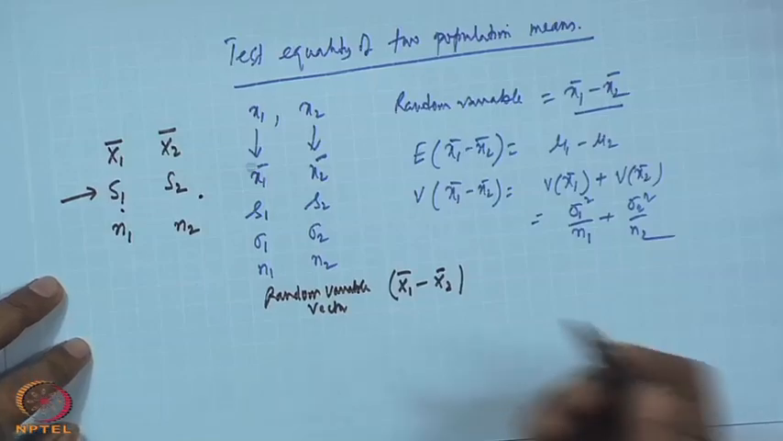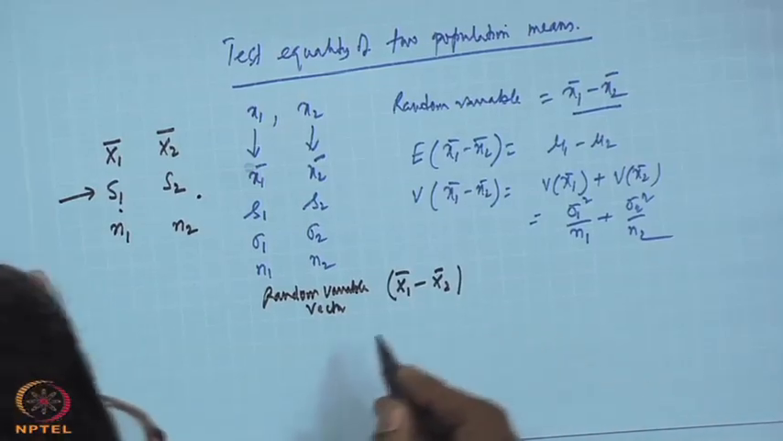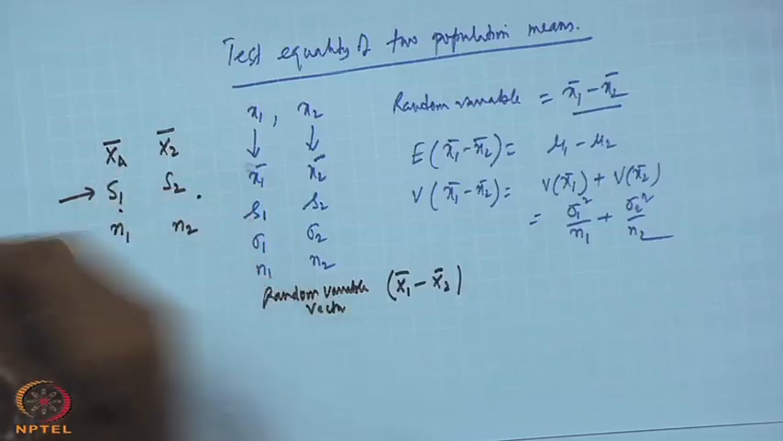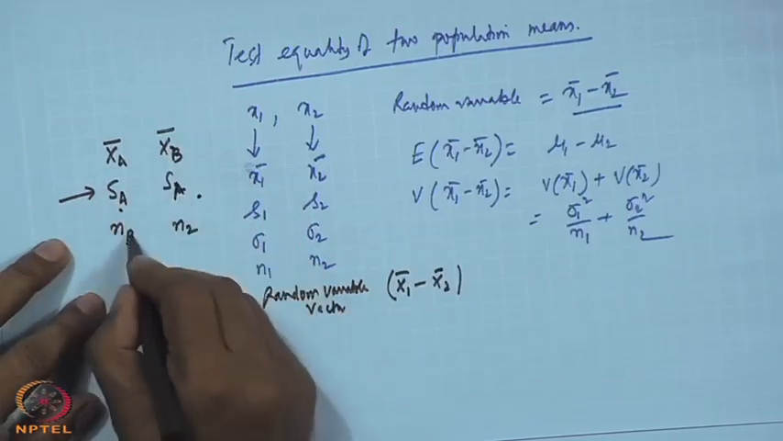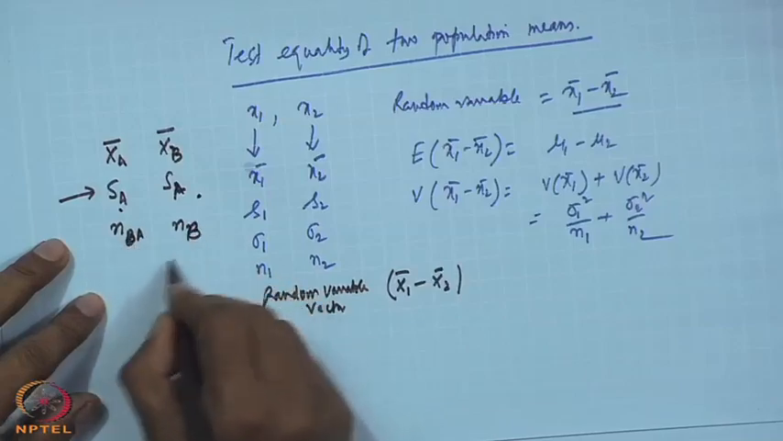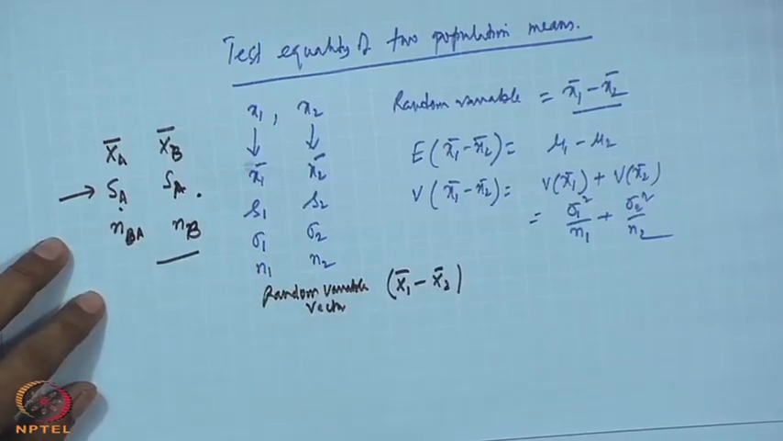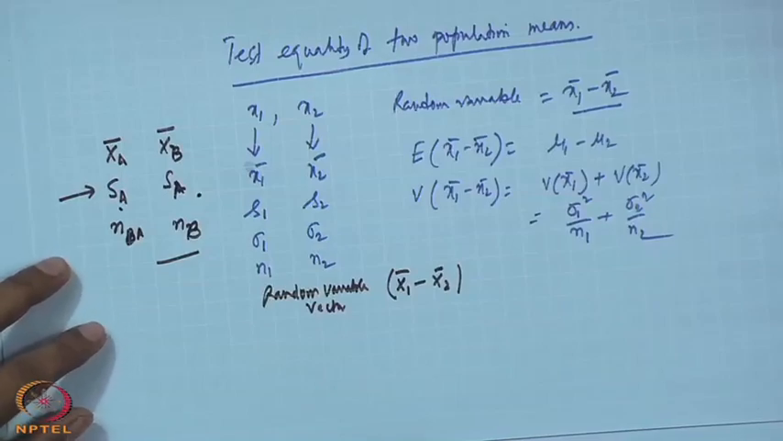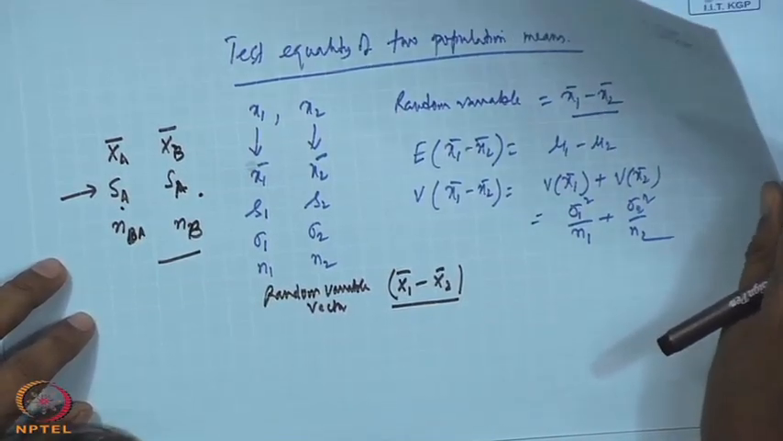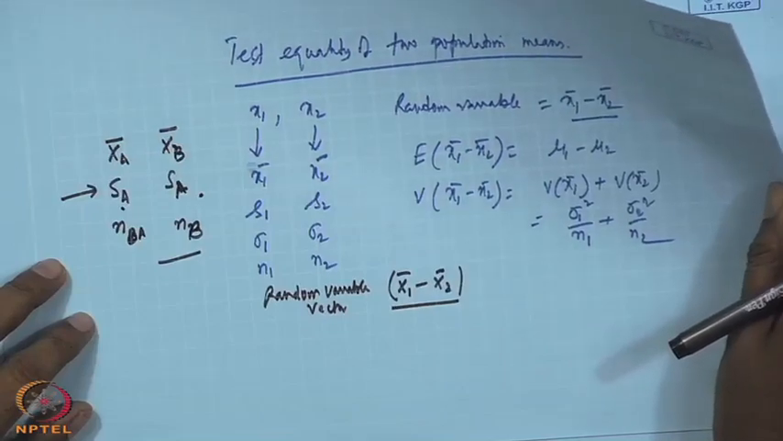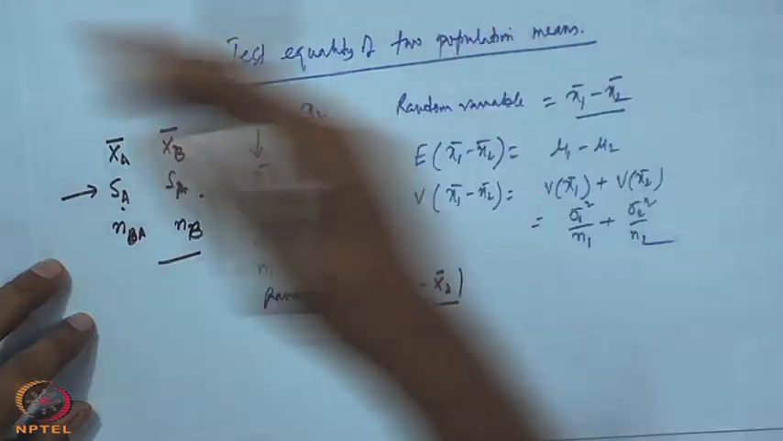Okay. So I will give different notation, I will give A and B, because the slide I prepared uses A and B notation. I am asking you to find out the expected value of x1 bar minus x2 bar. Any idea?